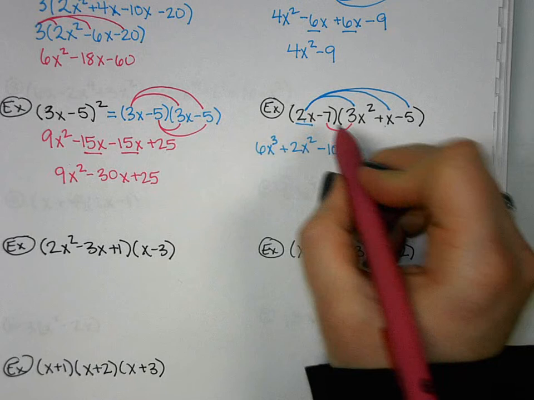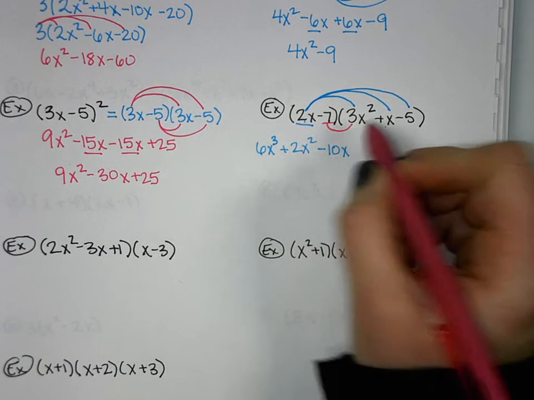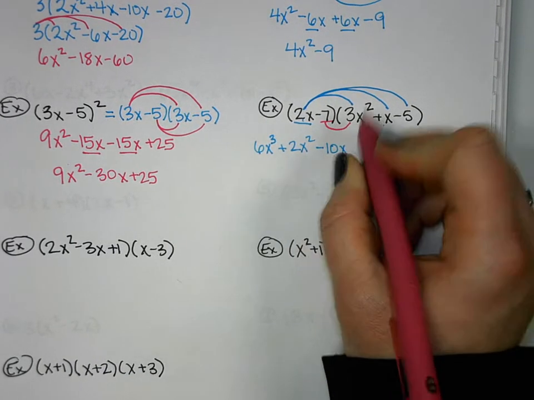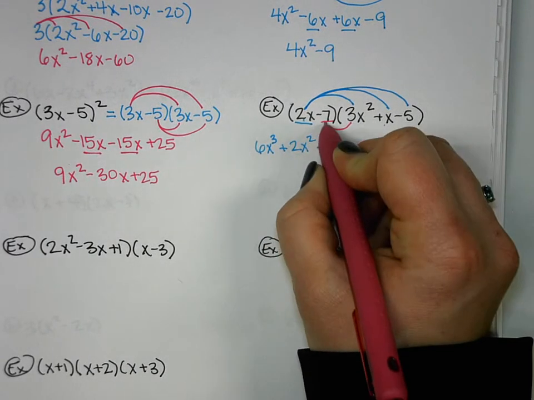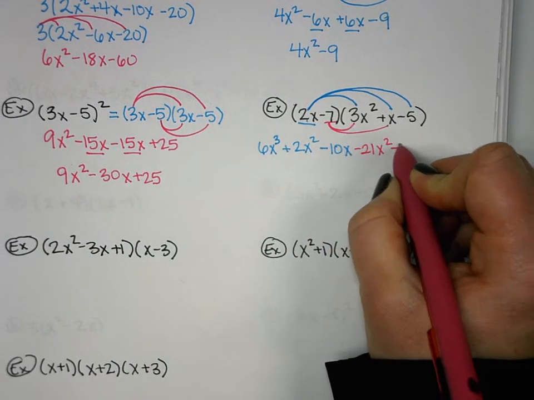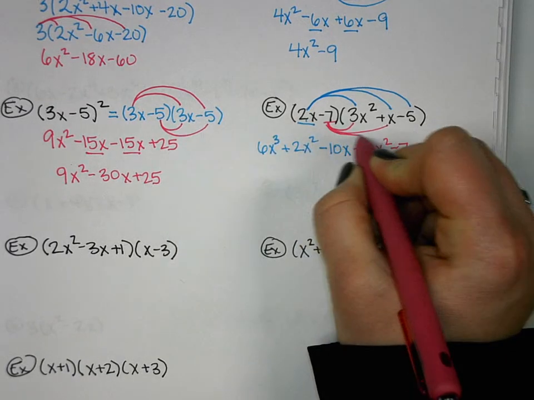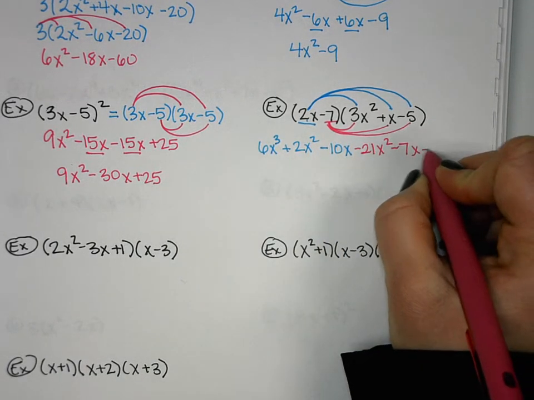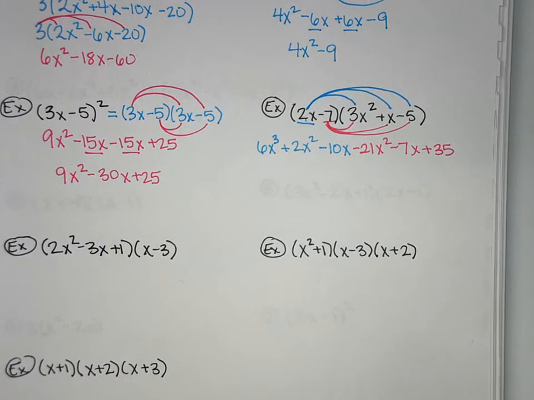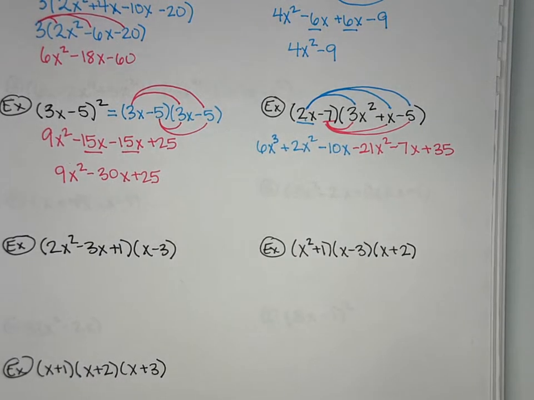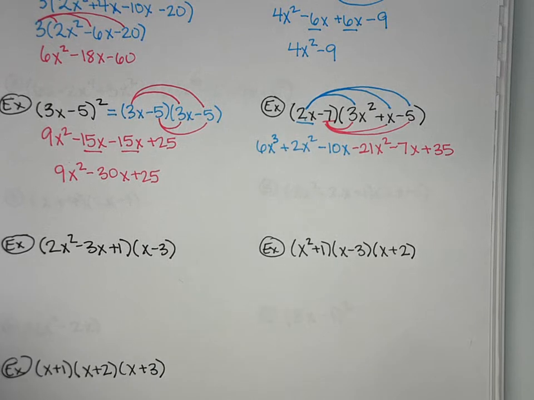Then we go to the negative 7. Negative 7 times 3x squared, negative 21x squared. Negative 7 times x is negative 7x. And negative 7 times negative 5 plus 35. So now you have some like terms that you can combine.